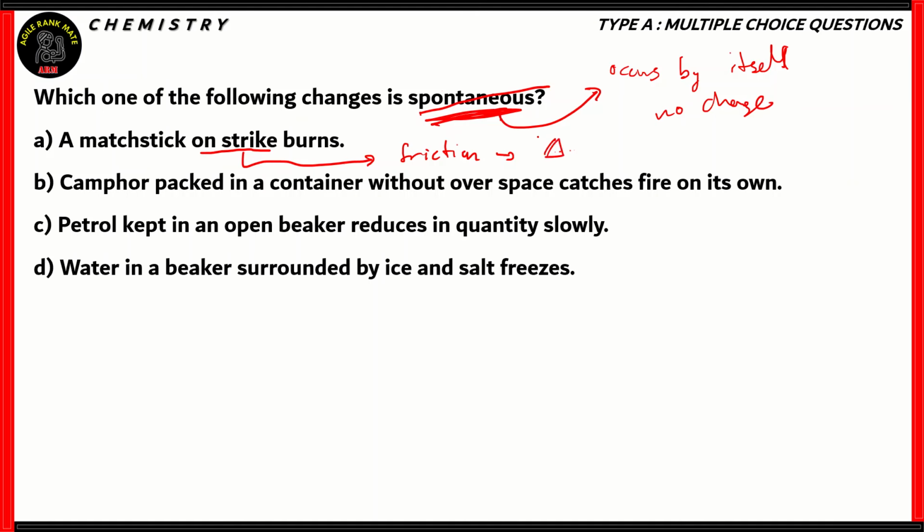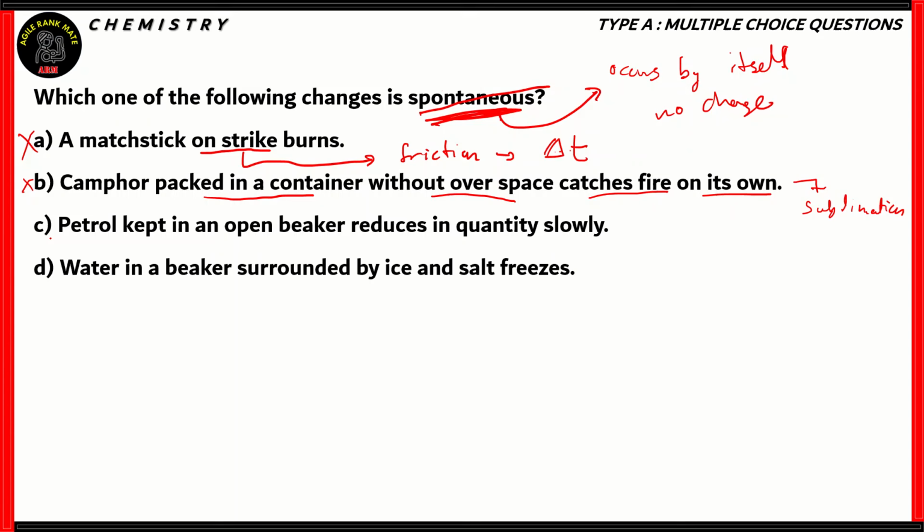So friction here induces a change in temperature. And when there's a change in temperature, the change would not be spontaneous. So option A is incorrect. Option B, camphor packed in a container without overspace catches fire on its own. Now camphor is one of those materials which undergoes sublimation, which means the solid turns directly into gas. So option B is also incorrect.